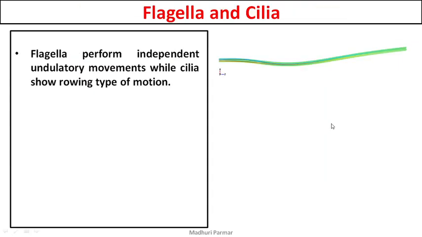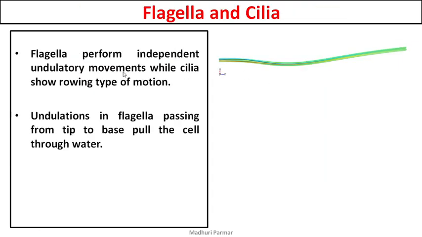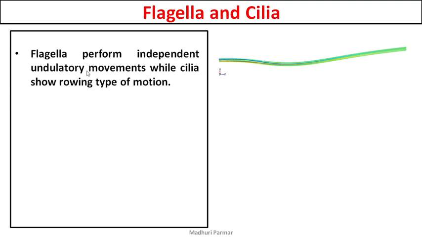Now let us talk about the motion. So flagella perform independent undulatory movements. First thing, flagella all move independently. They are not dependent on each other for their movement. Okay, every flagellum can move on its own. It is free to move any way it wants. Undulatory means wave-like motion. Okay, you can see it will move like a wave.